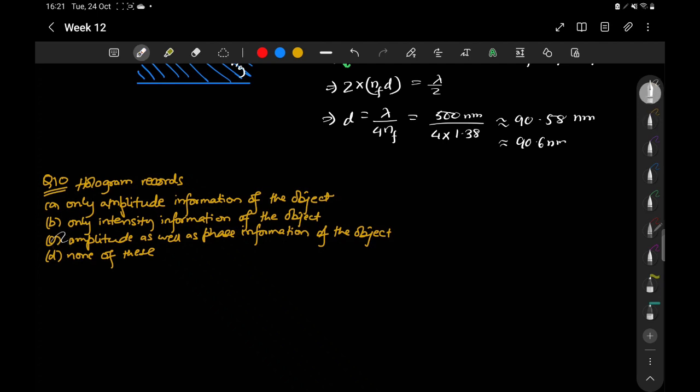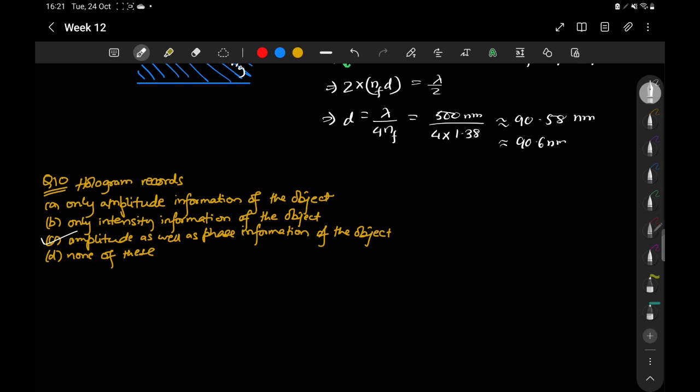The correct option is option C. Hologram records amplitude as well as phase information of the object. So this brings us to the end of the course. This was the last week and we will conclude this course now.